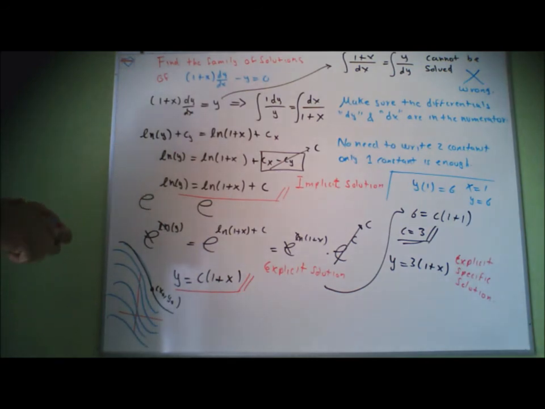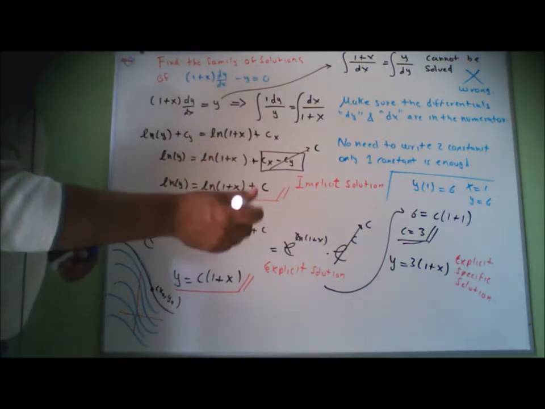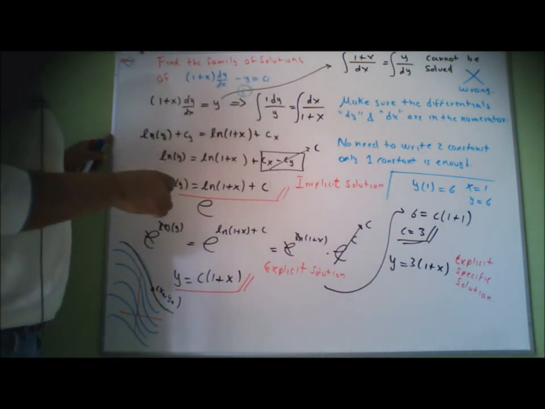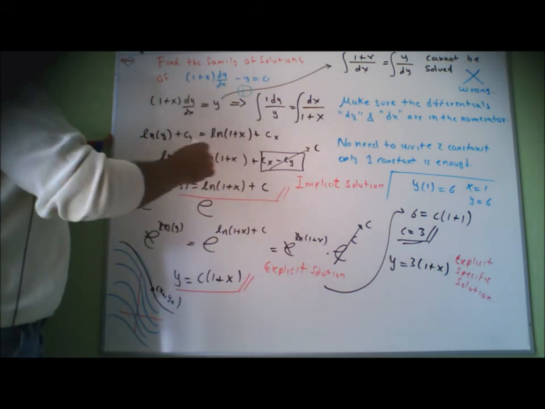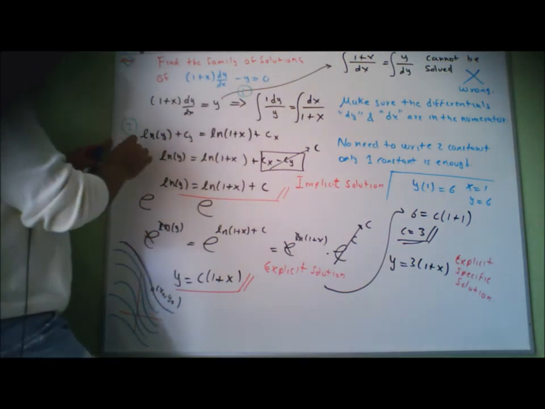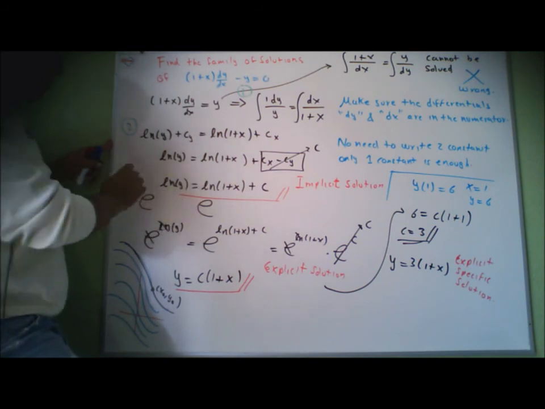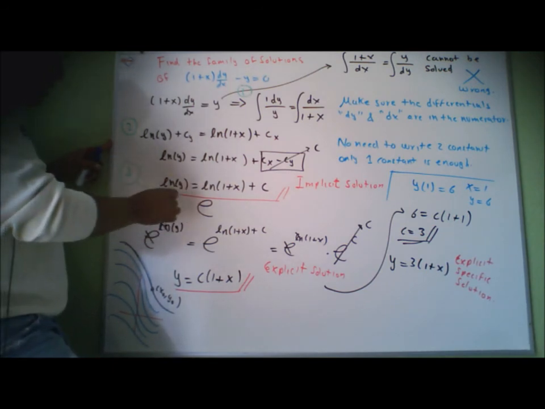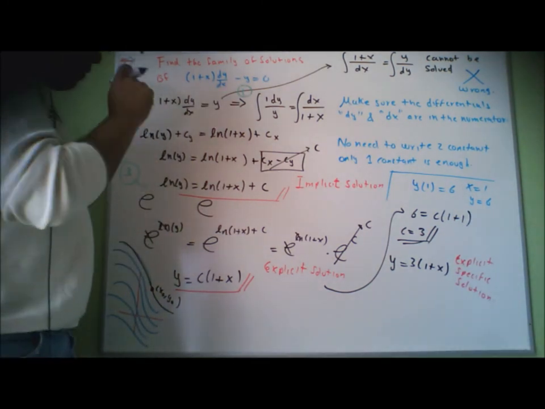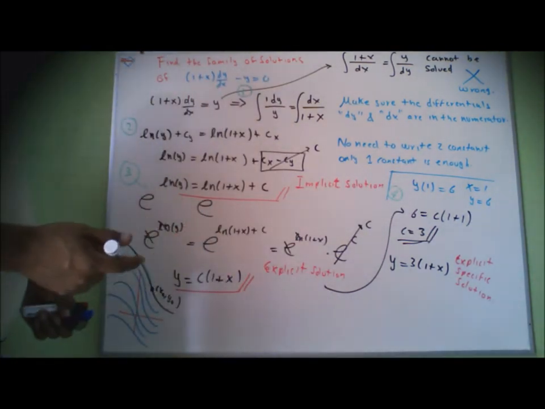So, just let me write the main steps. The first step is to separate the variables, and once they are separated, then you solve the integrals. This is the second step, solve the integrals. Step number 3, once you solve the integrals, if possible, clear the y. Once you get the y, then step number 4, if you are given an initial condition, then calculate the constant, and that's it. Alright?